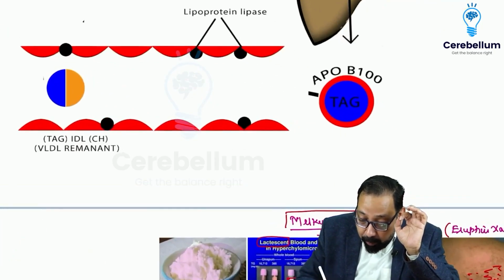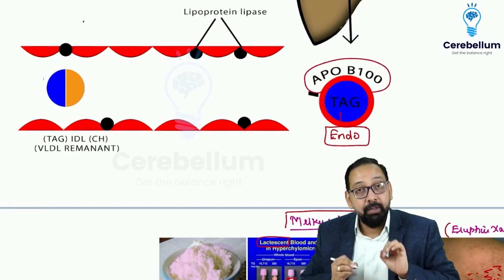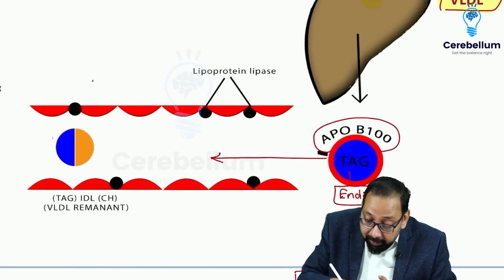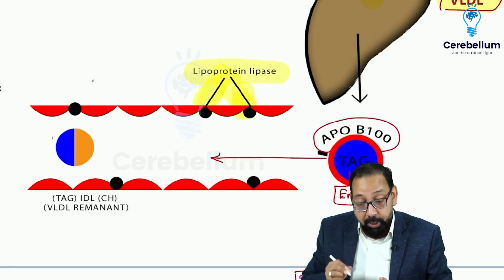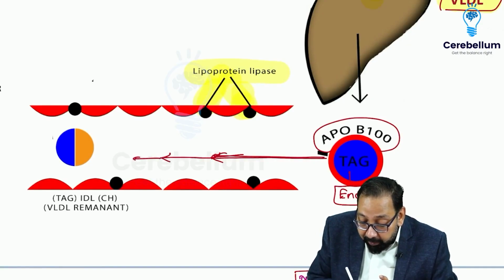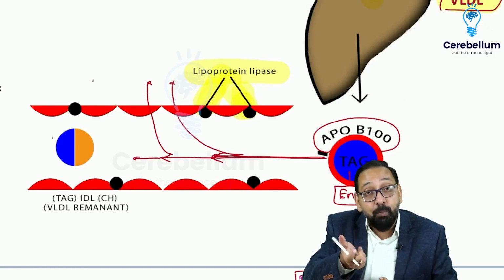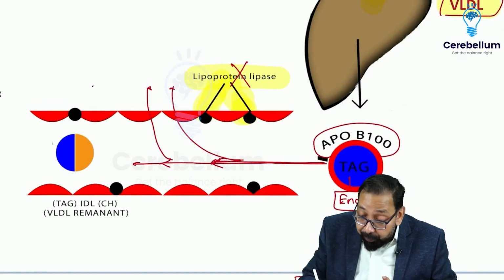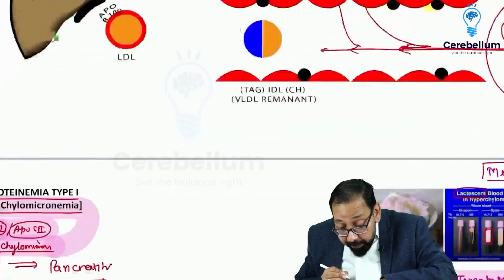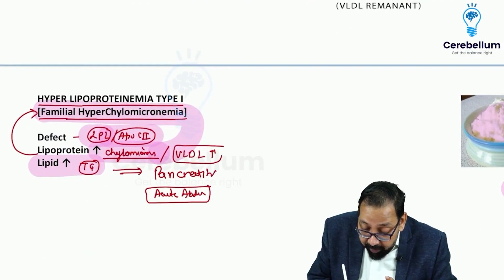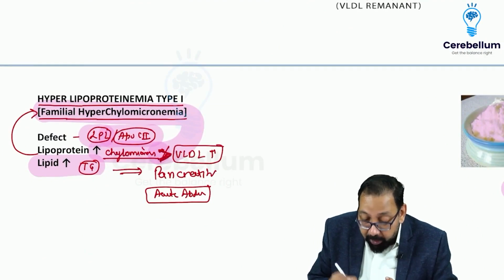VLDL contains endogenous triglyceride and it contains ApoB100 in the periphery. When this VLDL travels via blood vessels, it is again acted upon by lipoprotein lipase. As it travels, fatty acid will be released, just like chylomicron. In type 1 hyperlipoproteinemia, this was defective, so VLDL will not be metabolized. So in type 1 hyperlipoproteinemia, chylomicron and VLDL are both increased, but chylomicron increases more than VLDL.